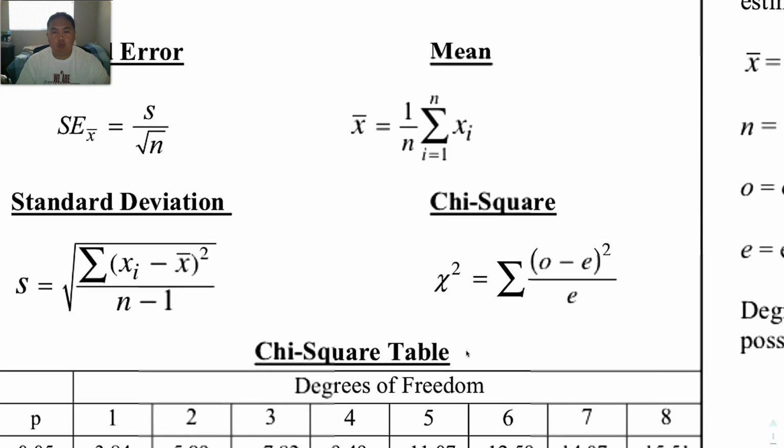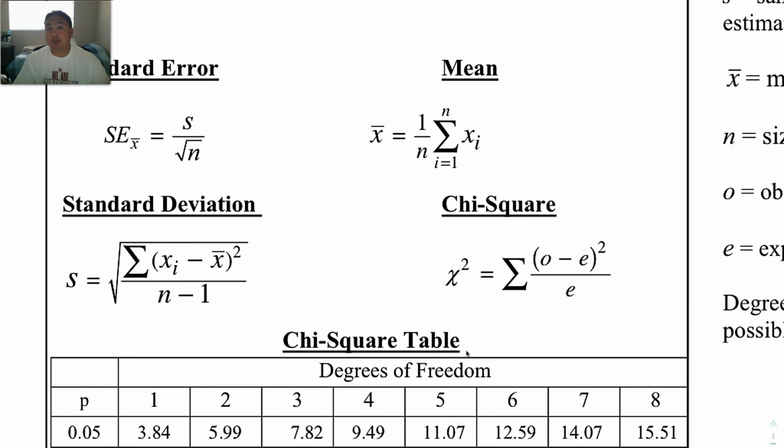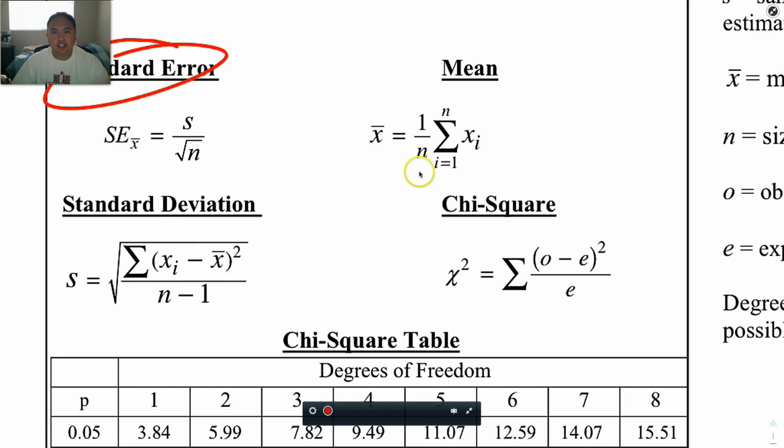First of all, there are four things they might ask of you. They might ask you about standard error. They might ask you to find the mean of something, or standard deviation, or chi-square, and chi-square comes up a lot, and most of you haven't seen chi-square, so I'll go over that really quickly.